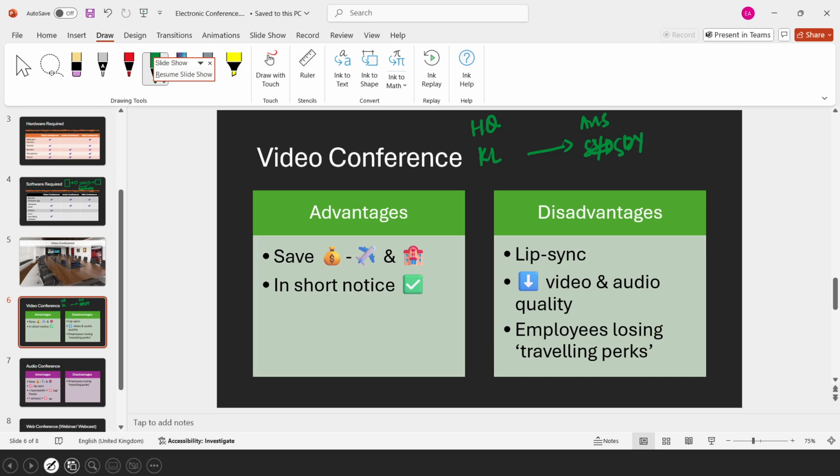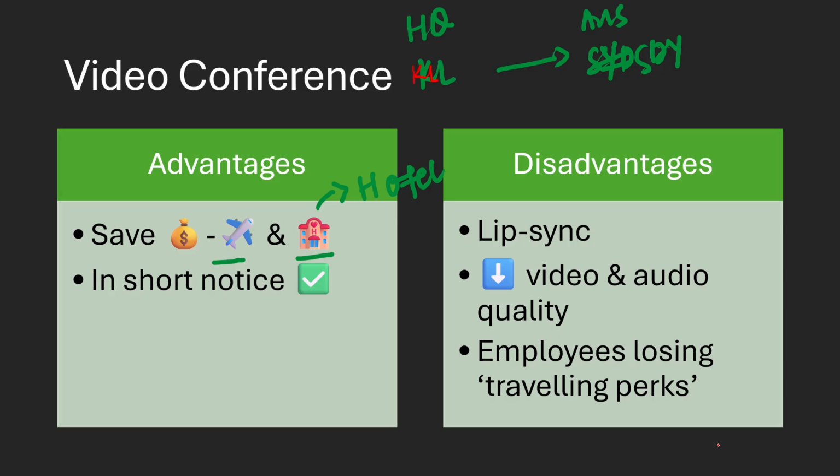So you have a branch in Sydney. If you want to do the visit, you need to pay for the flight, you need to pay for the accommodation. This hotel is a hospital. This hotel is a hotel. Okay? You need to pay for all that. When you do the conference, you can save money. You don't need to pay for all that. You just need to have that room.